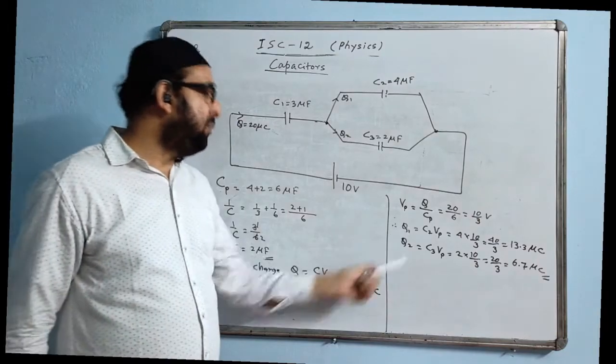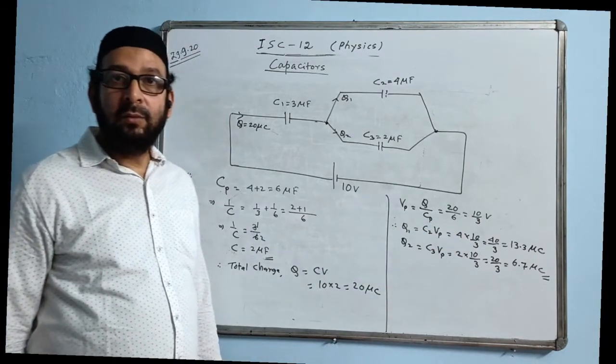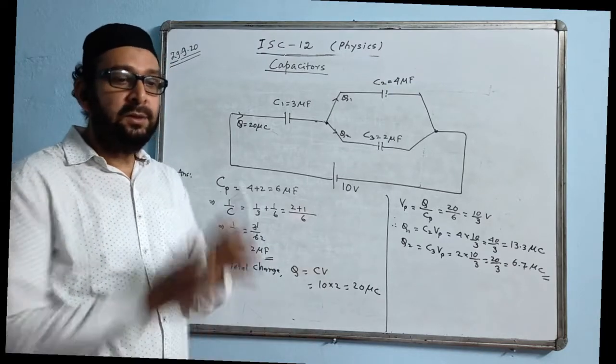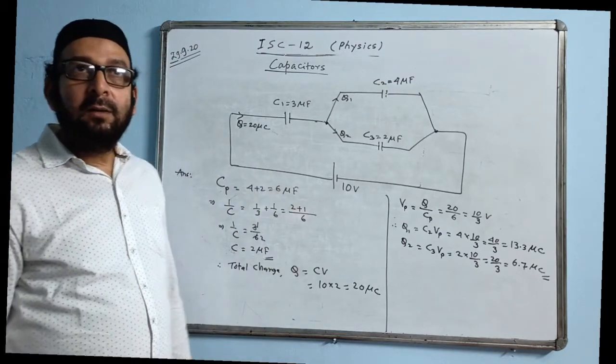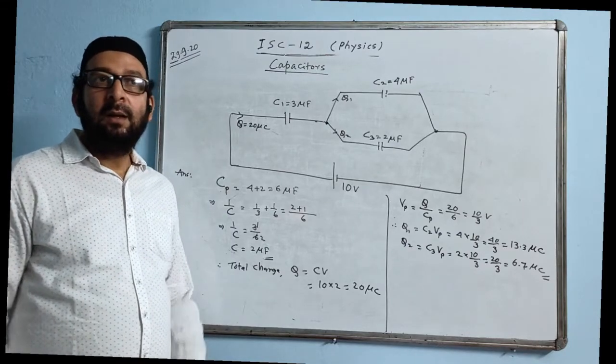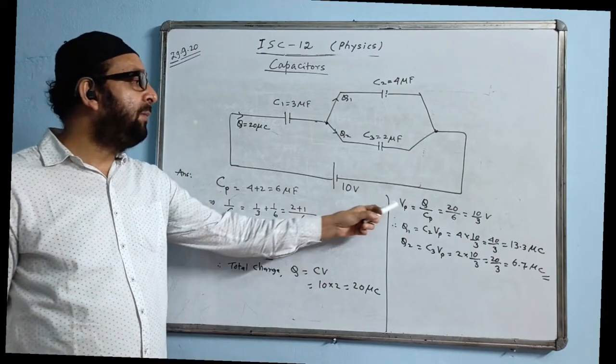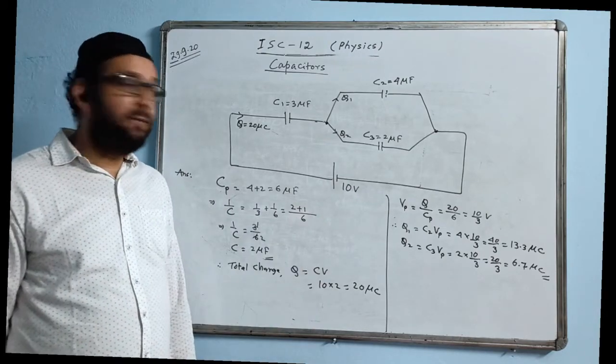When you add Q1 plus Q2, the answer must come 20. We will check it also. When you add these two, the answer will come 20. That is how we will distribute the charge. Even in an electrical circuit, where resistance will be there, to distribute current we will apply the same method. There is another method of finding the value of VP.